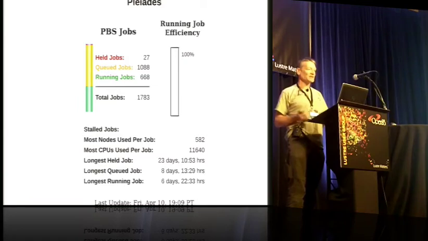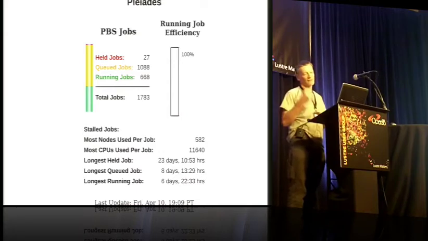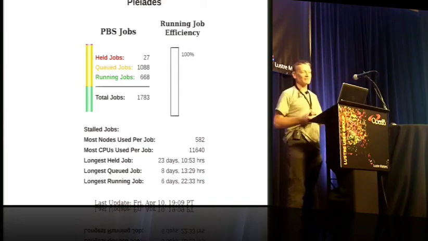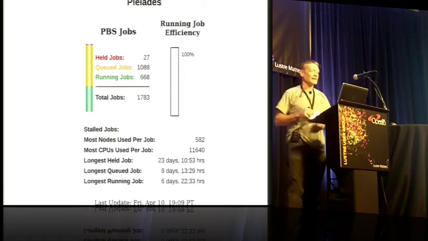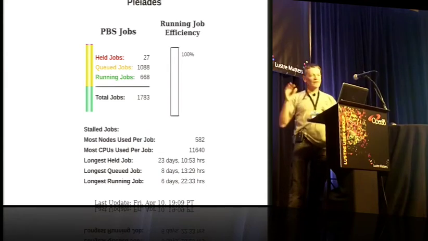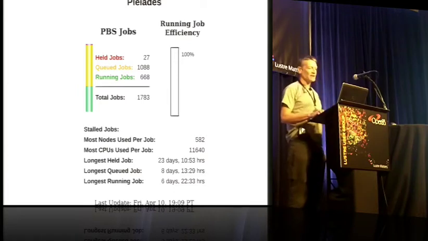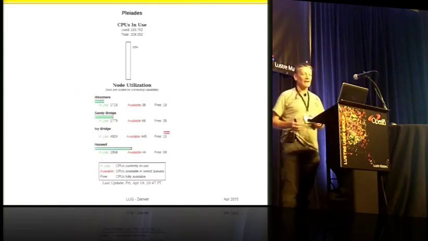There are 1,000 jobs queued, 668 running on the system right now, or last Friday. The most nodes used per job was 582, and the most CPUs, 10,000 or 11,000. Longest queued job, 8 days; those vary from 8 days to 15, and to very short runs. But the point of this slide is that we really have this varied mix of jobs that run on the system. And it's fully booked, right?